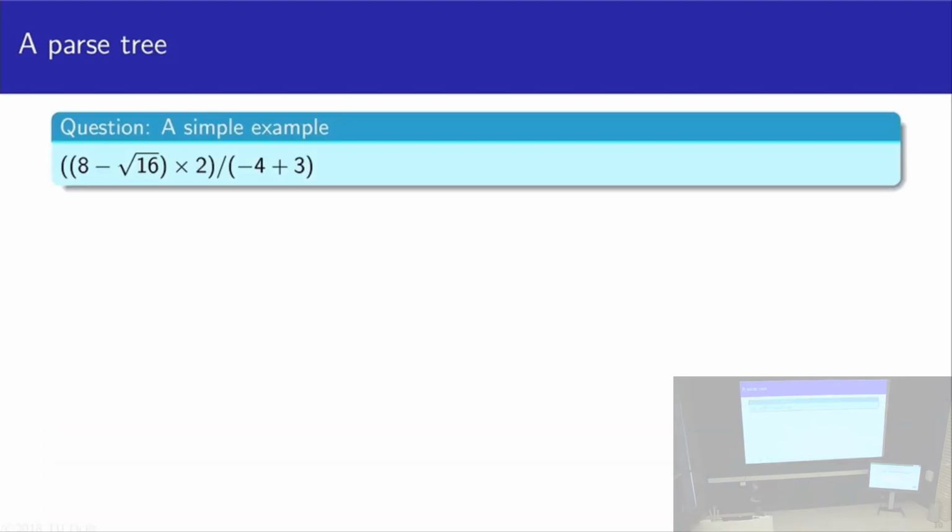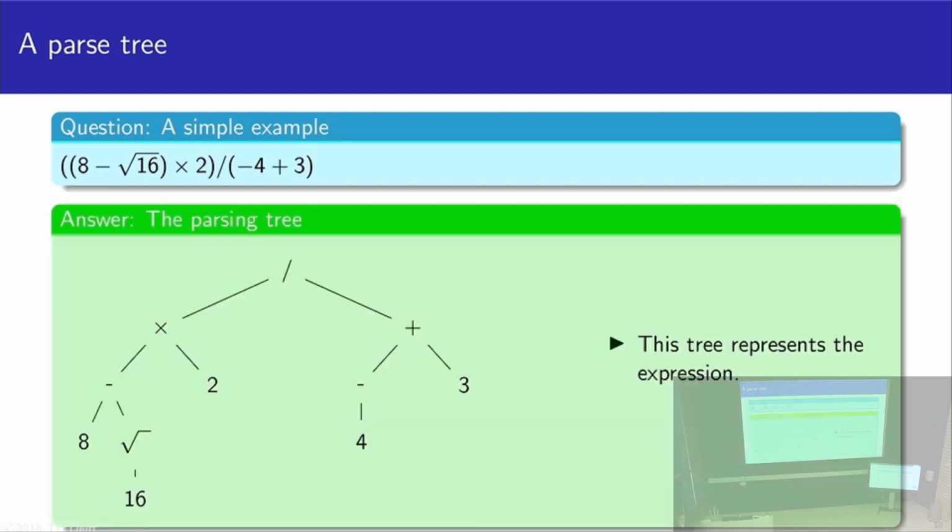Now, another way to think about this is in terms of what we call a parse tree. And that thing looks something like this. For every operator, we split the expression into two parts. So for instance, the main operator of this thing is the division operator. So that becomes one part of the tree, and then whatever is to the left of this operator becomes the left part of the tree, and whatever is to the right becomes the right part of the tree.